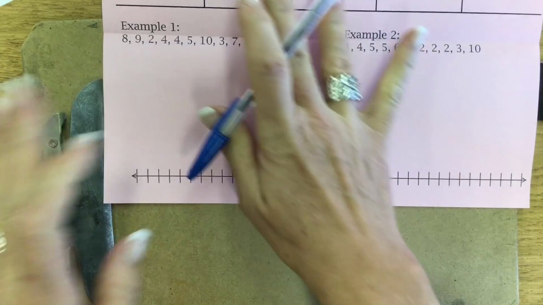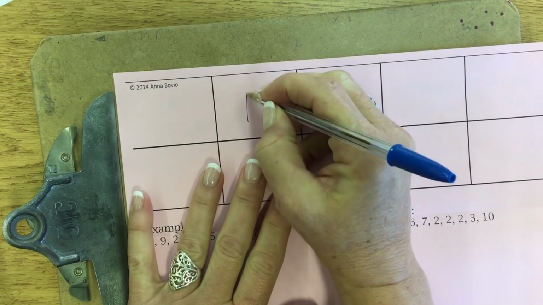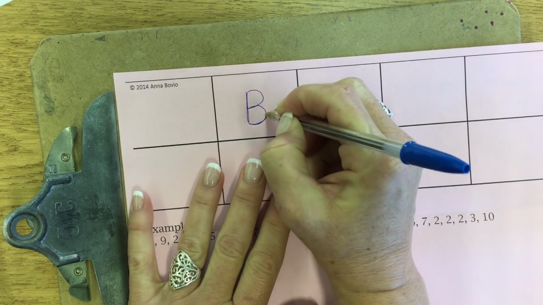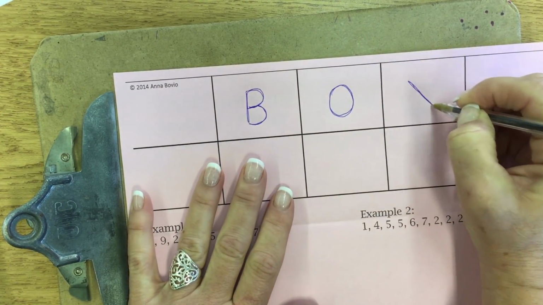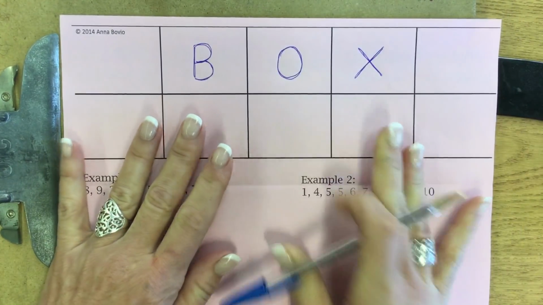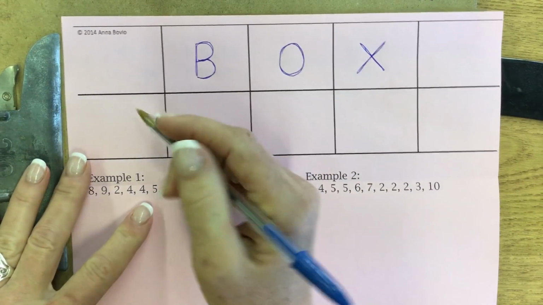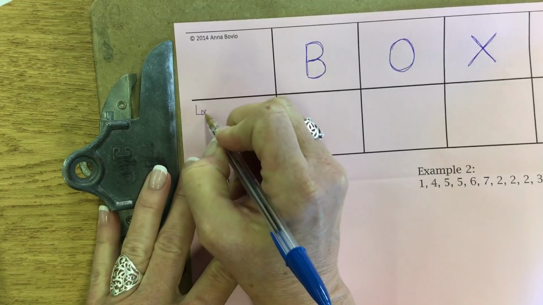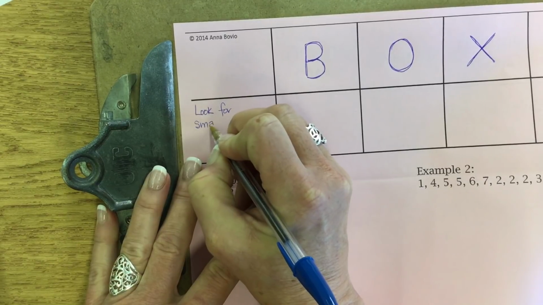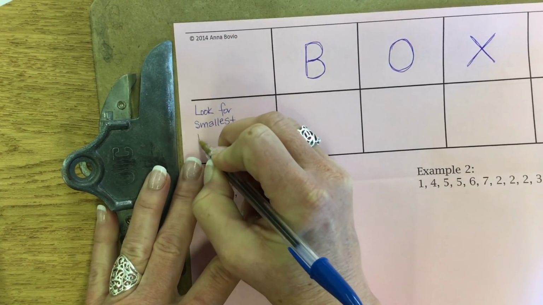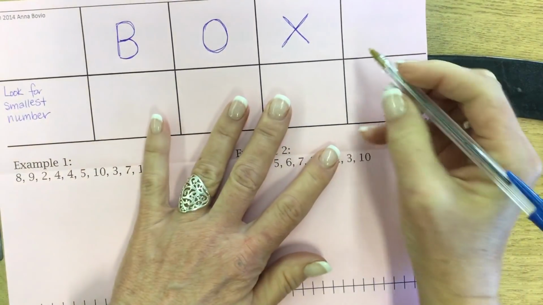All right, so what we have on the inside, we're going to write the word box. And the reason is because the box of a box and whiskers does not take up the entire graph. Okay? So first we need to look for the smallest number. And we also need to look for the largest number.